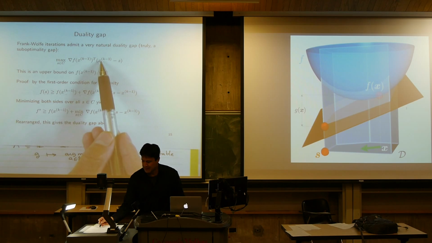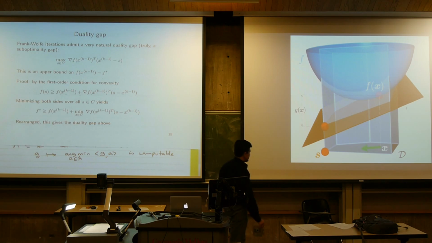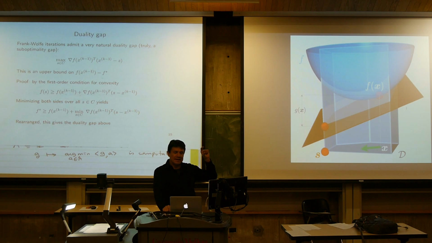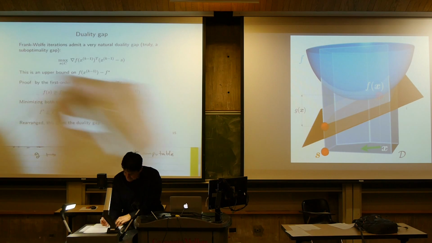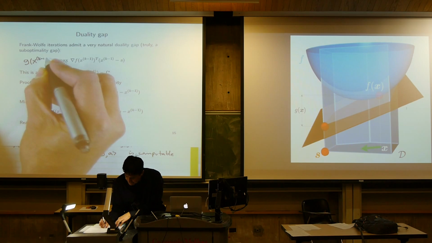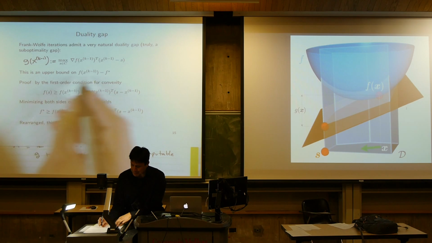If you think about this for a moment and use a geometric argument, that's exactly what this gap here represents. And what's so special about that? It turns out that it gives us an upper bound on the optimality gap. Okay, so this is key. This is called g. Maybe I should have put that here. This is g at xk minus 1. That quantity is an upper bound on the gap.